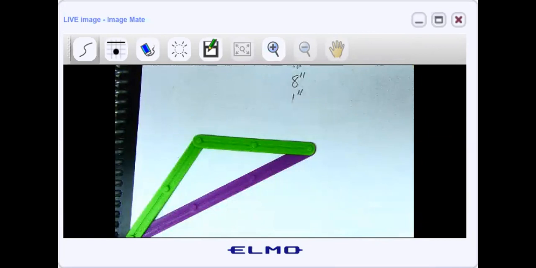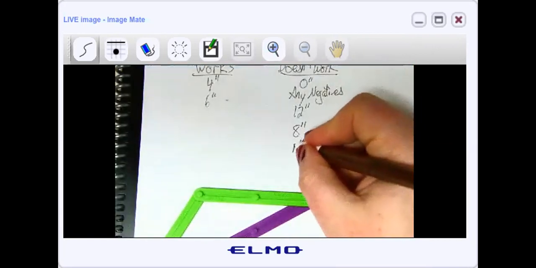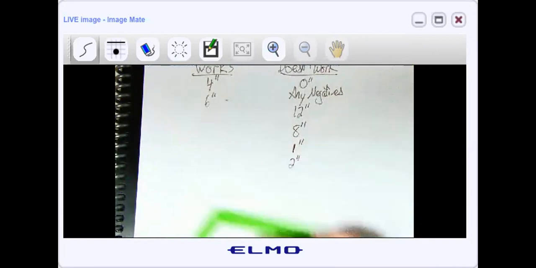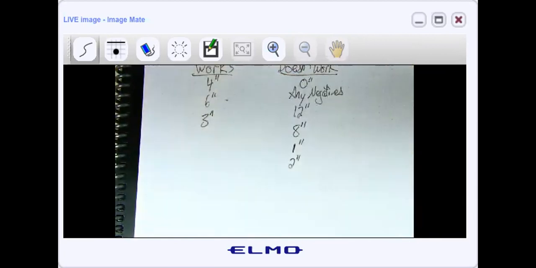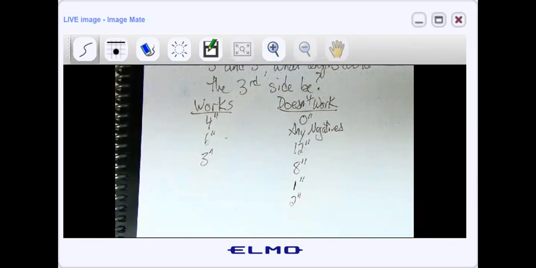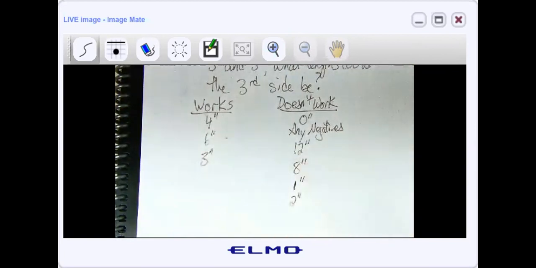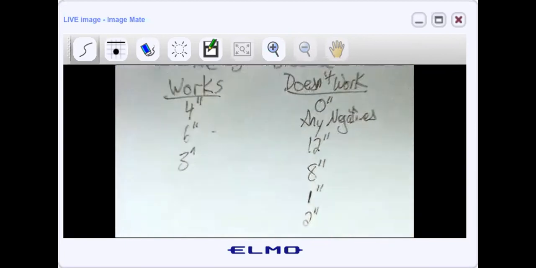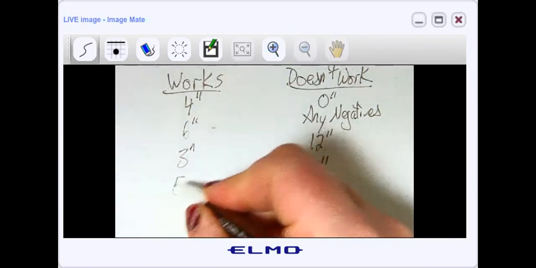Okay, so in our doesn't work column, we had 1 inch. We also added 2 inches, but then we found out that 3 inches does work. Obviously if 3 inches, 4 inches, and 6 inches work, then I'm sure we could assume 5 inches would work. Anything in between those is probably gonna work, wouldn't it? Why not? If 3 inches work and 6 inches work, then I would imagine 5.